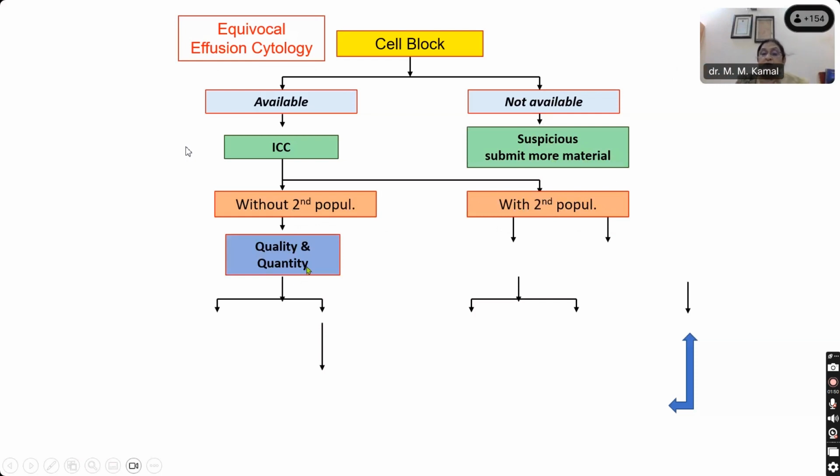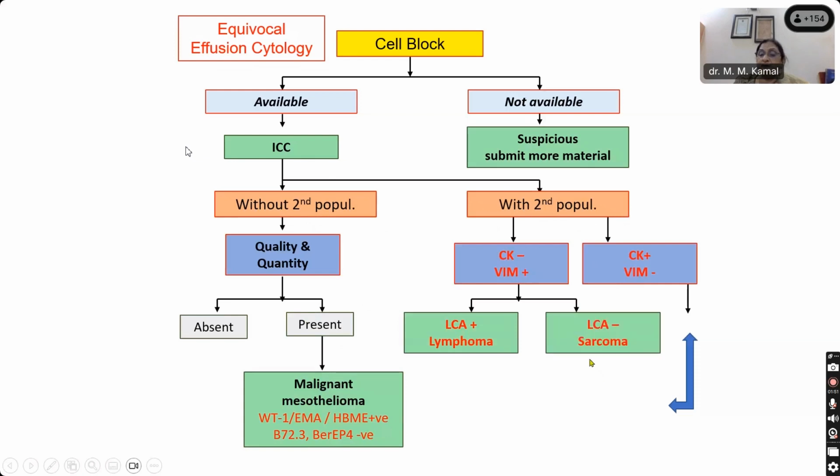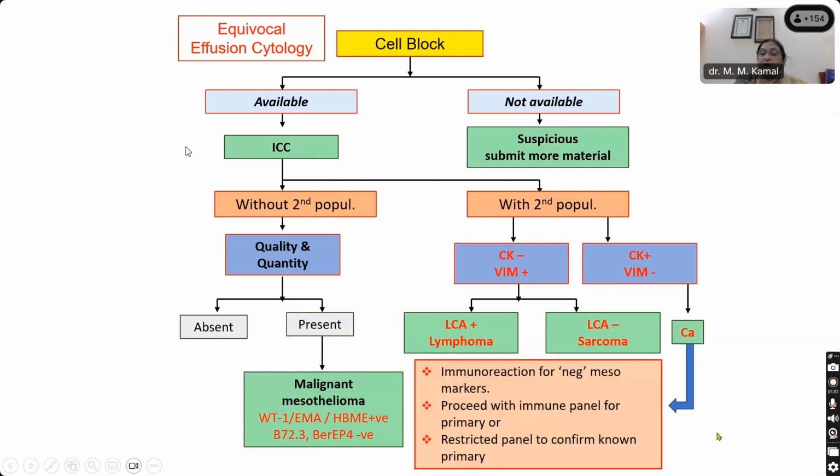Without the second population, if you have very good quality and quantity of cells, then you have to see whether it is malignant mesothelioma or not. We'll come to that a little later. With the second population, how are you going to decide? If it is LCA positive, it is a lymphoreticular malignancy. If it is LCA negative, it could be a sarcoma. If it is cytokeratin positive, it could be a carcinoma, and then further you can do all other markers to decide. Now, immunoreaction for negative mesothelial markers you have to do, as I've told you. EMA is a negative mesothelial marker.